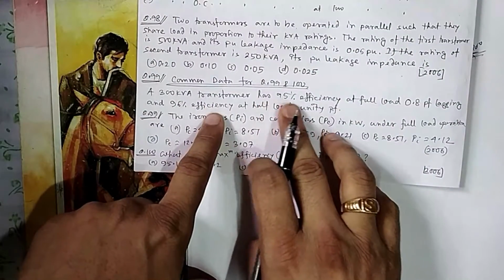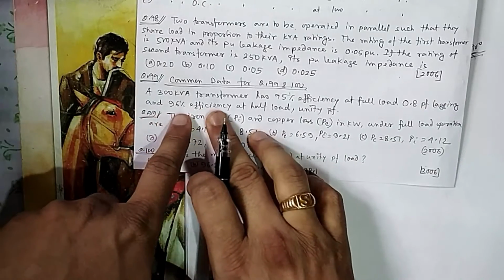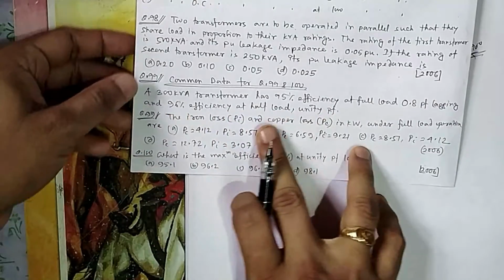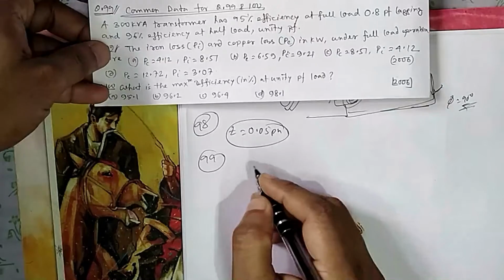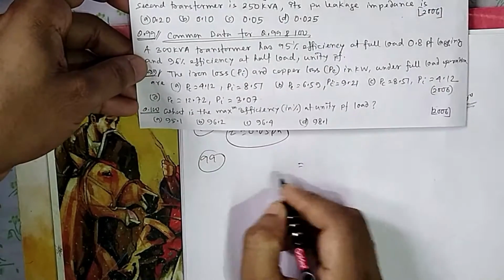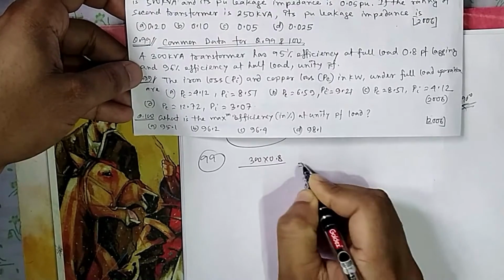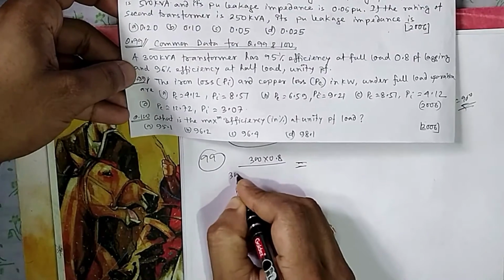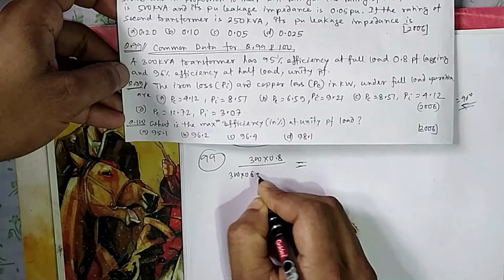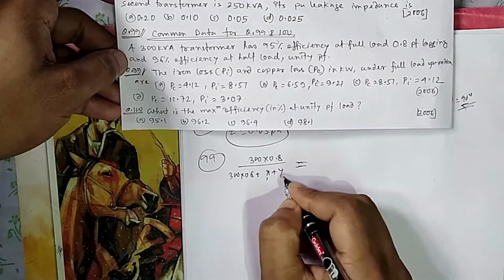Now in question number 99 and 100, a 300 kVA transformer has 95% efficiency at full load, 0.8 power factor lagging, and 96% efficiency at half load unity power factor. Find the iron and copper loss. The efficiency, if I am calculating the full load efficiency at 0.8 power factor, so what is its output? Output is 300 kVA into 0.8, this much kilowatt, divided by 300 into 0.8, plus the iron loss and then copper loss. Suppose this is iron loss, this is copper loss.